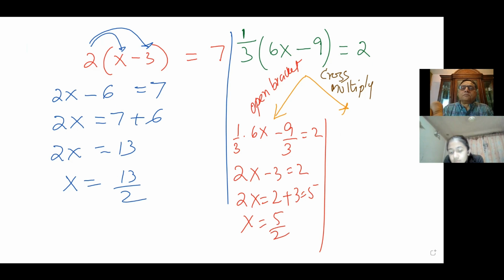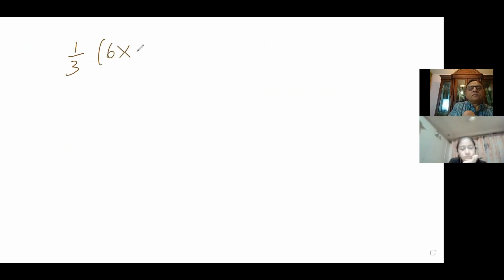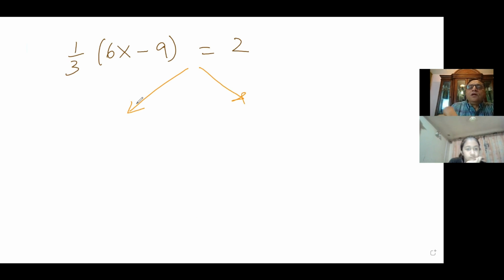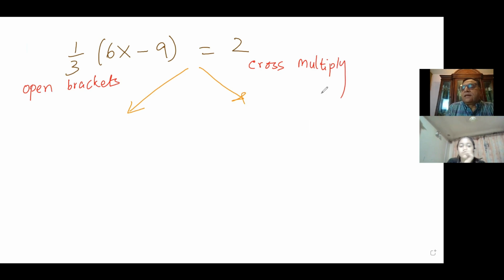So let me rewrite this on a fresh page and then do it. Correct? So that is the question which we are going to do. We'll follow two different methods. In the first method, I'm going to open brackets. And in the second method, I'm going to do cross multiplication. Is that clear to you?